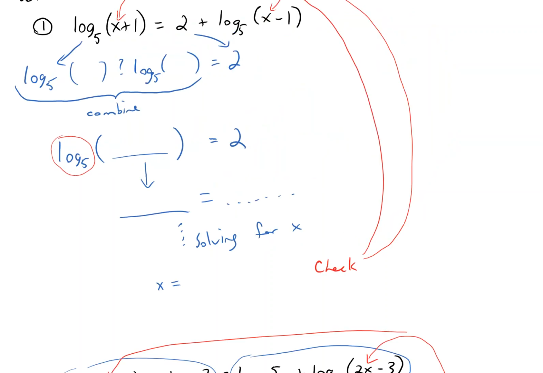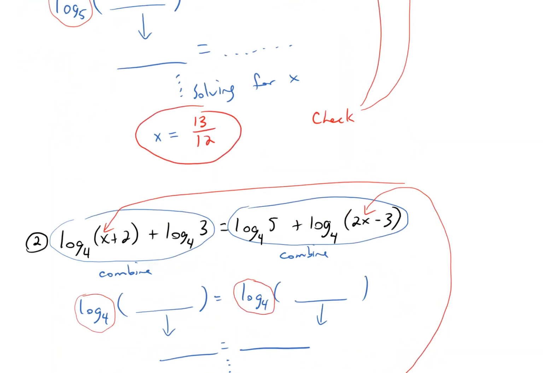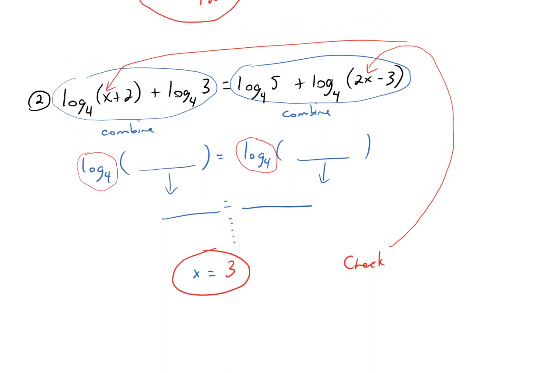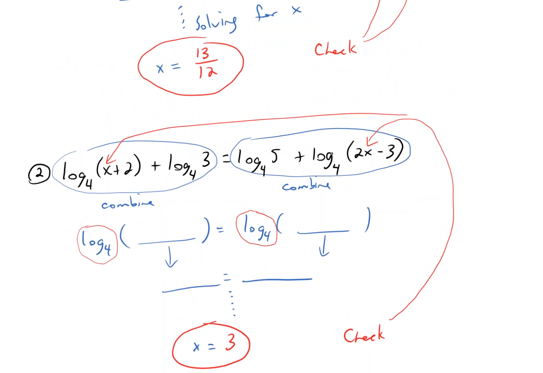The answer to the first problem is 13/12. Okay, so if you got that right, very nice. If you didn't, go back, work through the video again, and see if you can identify your mistake. The second problem, the answer is x equals 3. Okay, so again, if you got it correct, very nice job. If you didn't, backtrack through the video, see if you can identify your mistake. So again, the first answer is 13/12, and the second answer is 3.